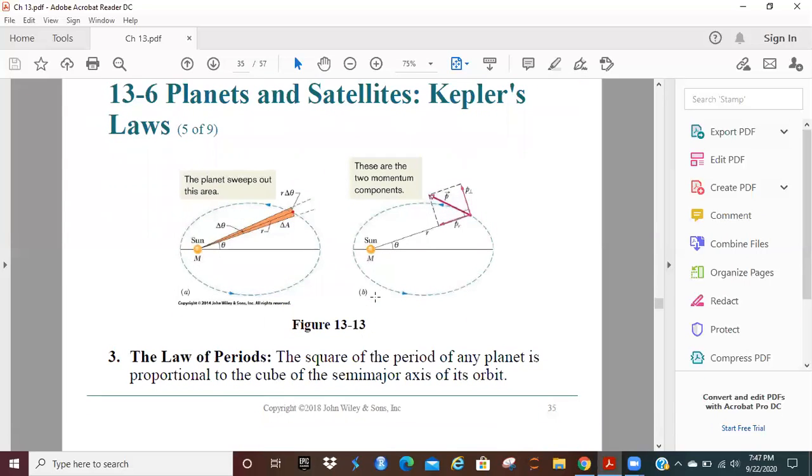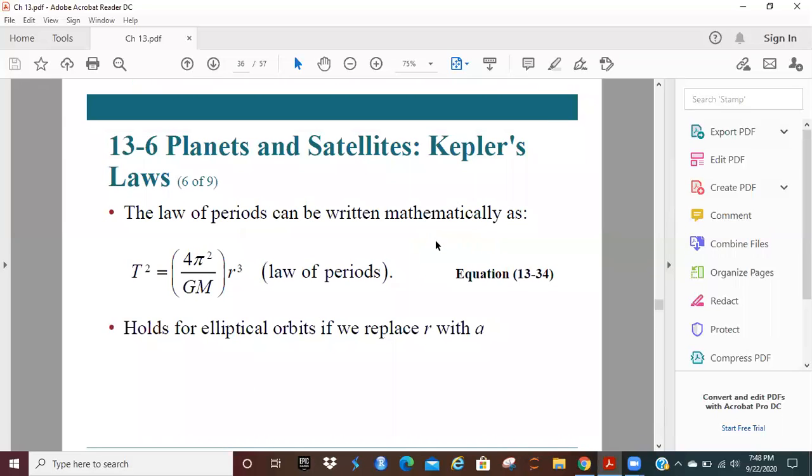Number 3, the law of periods. The square of the period of any planet is proportional to the cube of the semi-major axis of its orbit. If you work specifically with years and astronomical units for the semi-major axis, you can come up with an exact equation to do that with. Mathematically, if you replace r with a for elliptical orbits, you can see how these two are associated with each other.